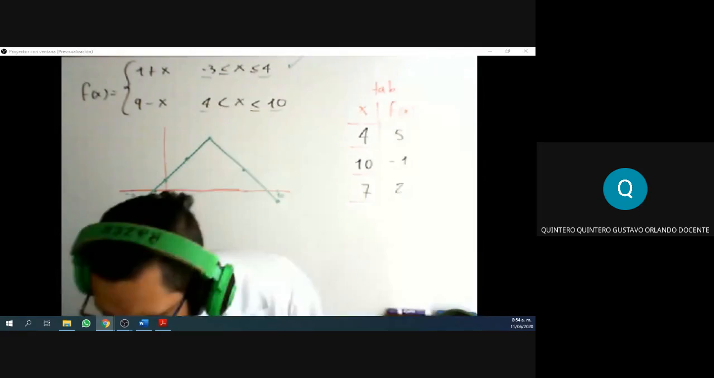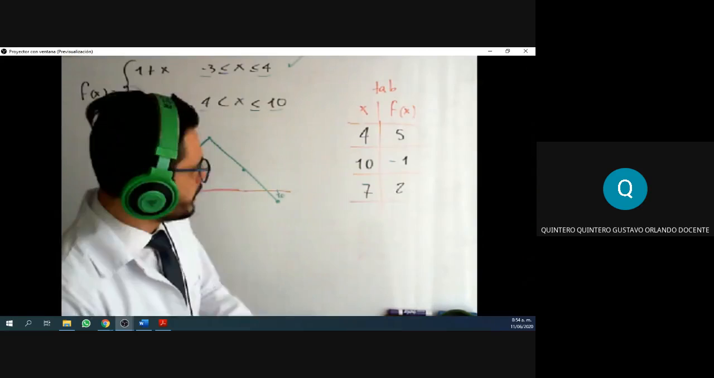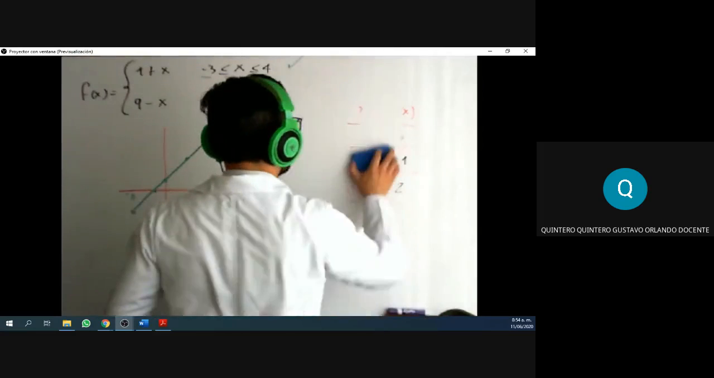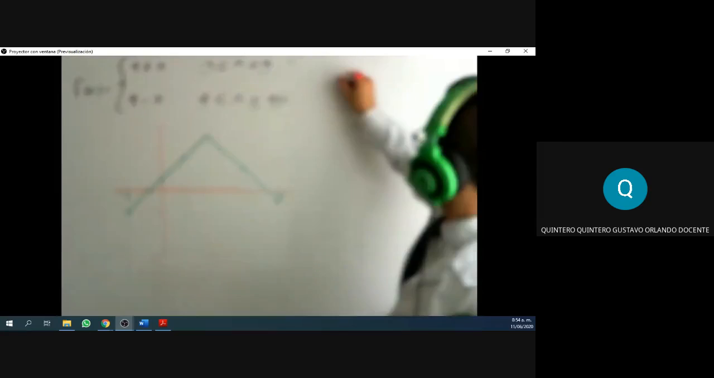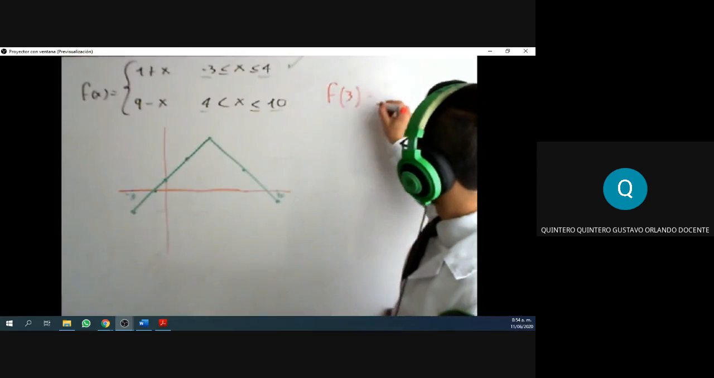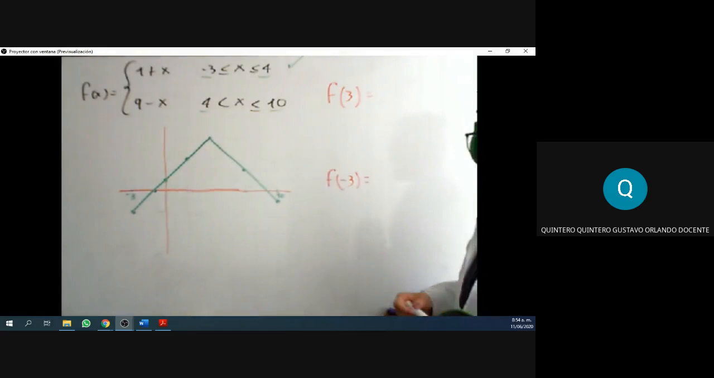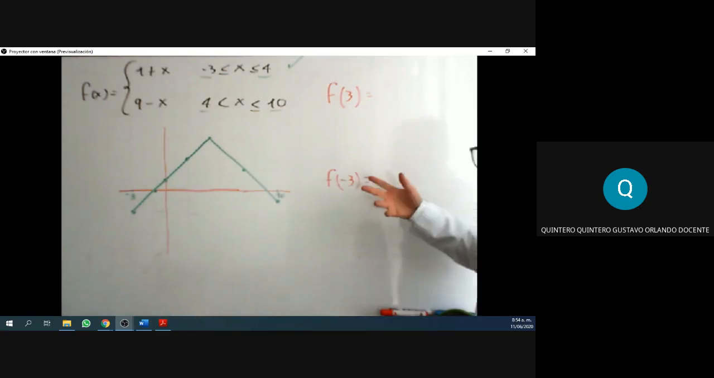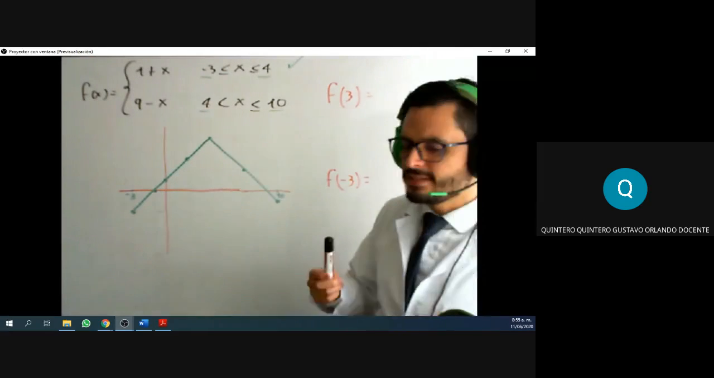Let's continue with the third question, because I don't remember the question. This one: find f of 3 and f of -3. We want to find f of 3 and f of -3, right? That is how you read it, by the way: function of 3, function of -3. But what do you mean by that? Pretty simple, to be honest.